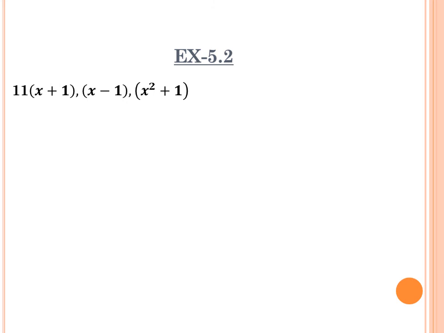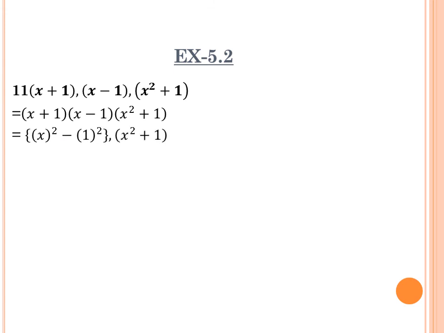Number 11. There are 3 expressions: x plus 1 into x minus 1. At first we will take these 2 expressions to the formula like this. If we write every expression in the multiplication form, then we can write x plus 1 into x minus 1, that is a plus b into a minus b, x square minus 1 square, that means a square minus b square, and we get x square minus 1.